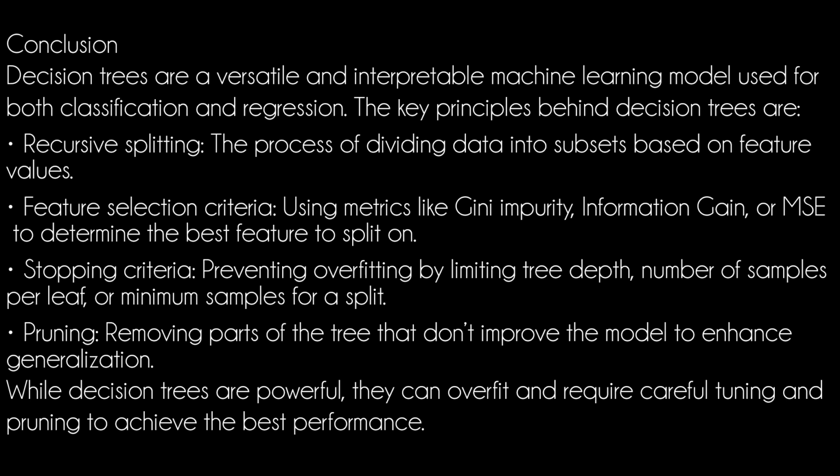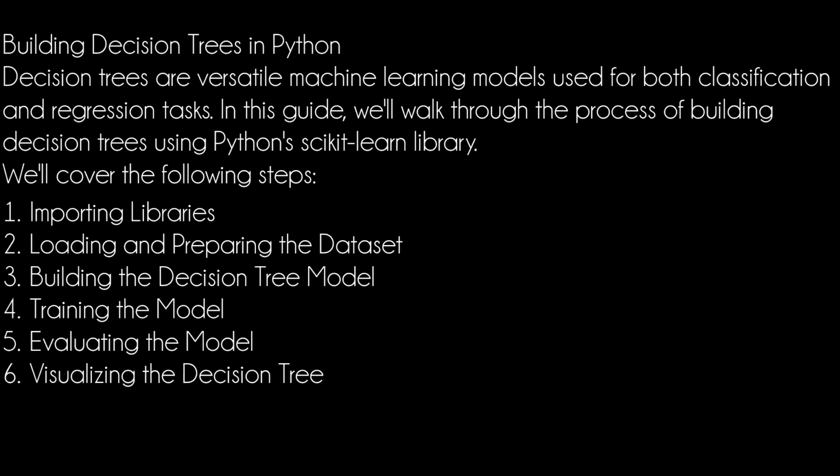Stopping criteria: preventing overfitting by limiting tree depth, number of samples per leaf, or minimum samples for a split. Pruning: removing parts of the tree that don't improve the model to enhance generalization. While decision trees are powerful, they can overfit and require careful tuning and pruning to achieve the best performance.